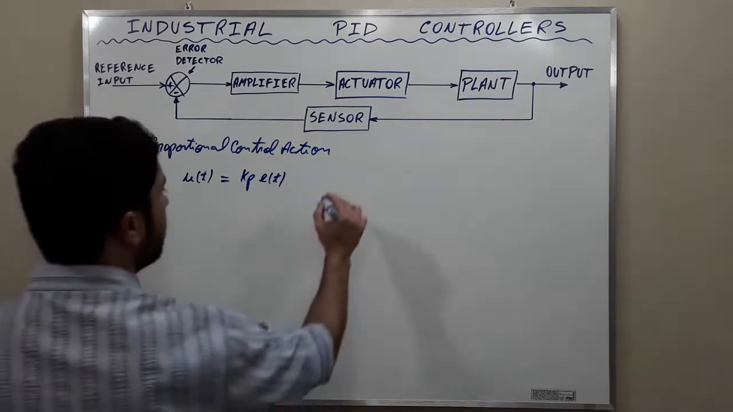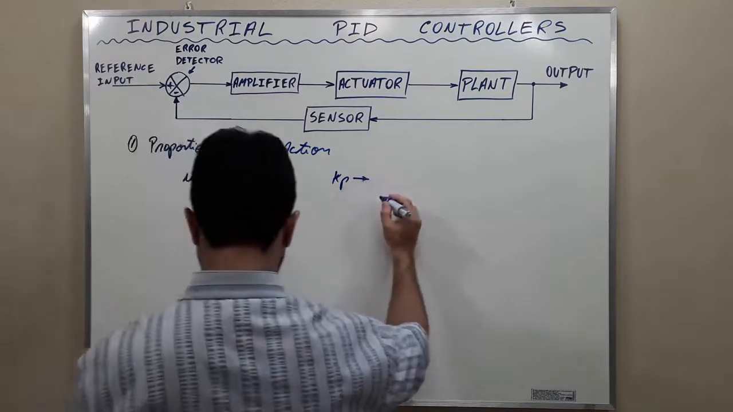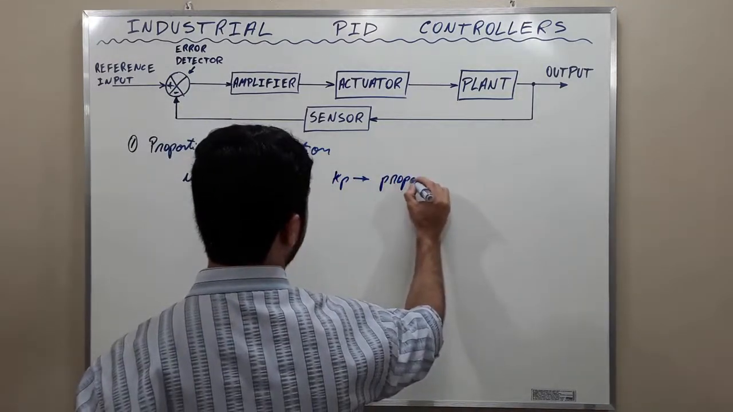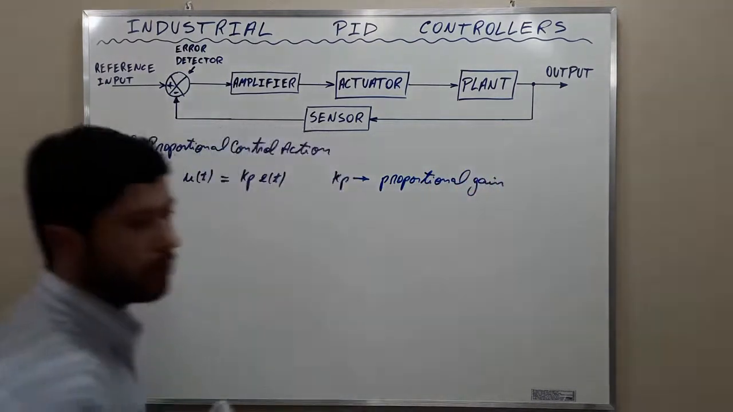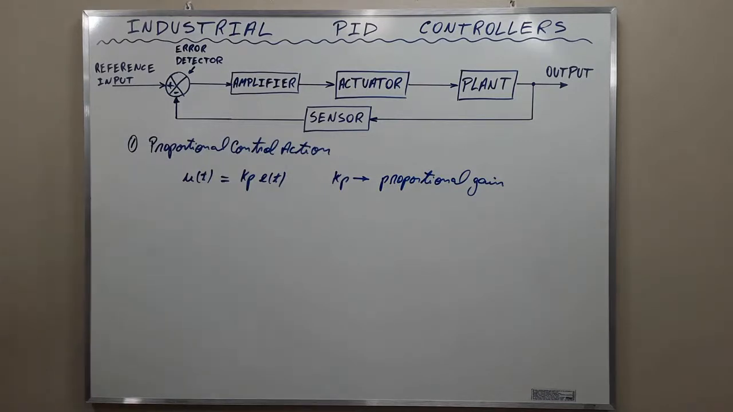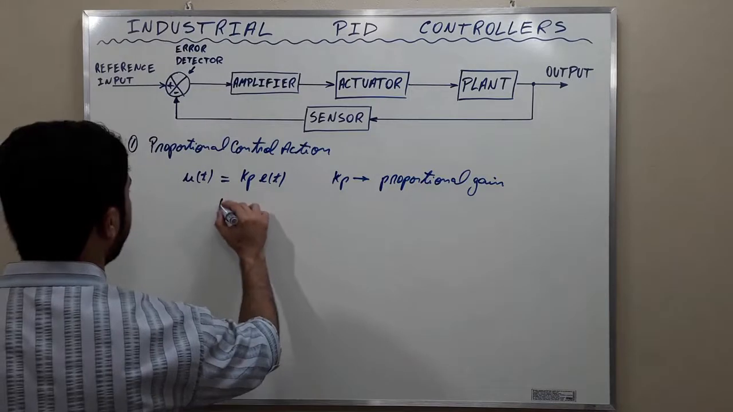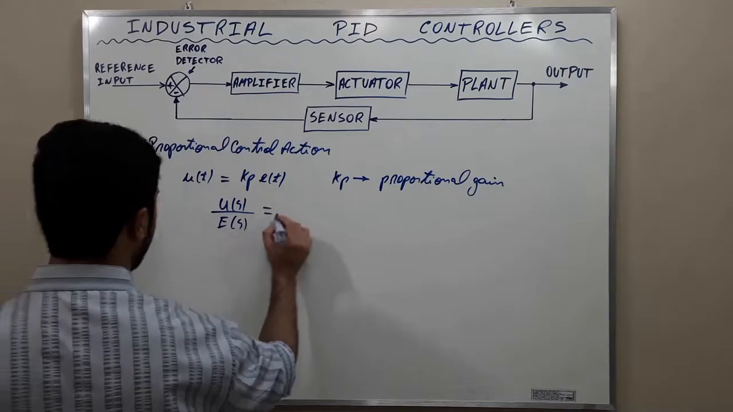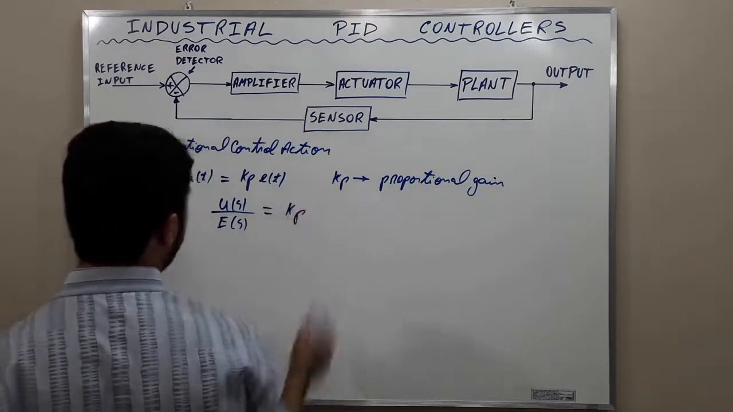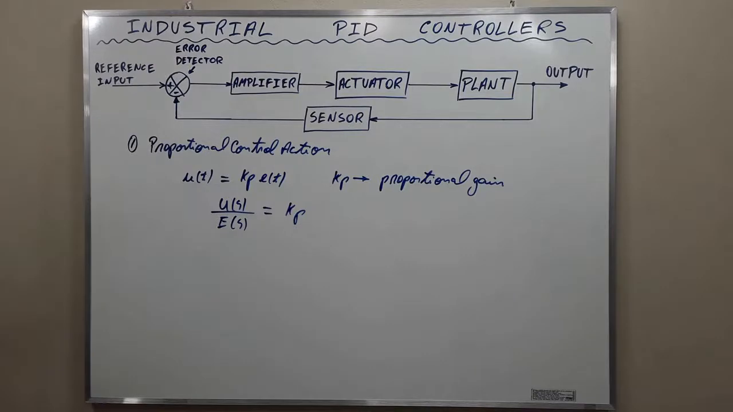Where Kp is the proportional gain. In the frequency domain, U of S over E of S is equal to Kp. Okay? This is the proportional control action. The proportional controller is essentially an amplifier with an adjustable gain.